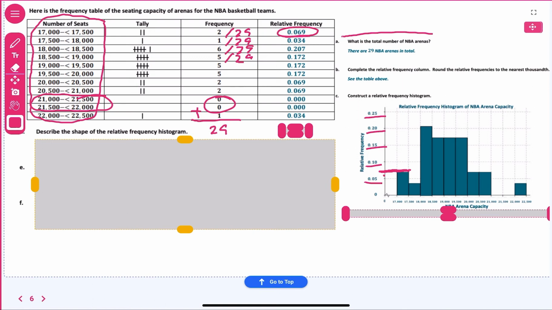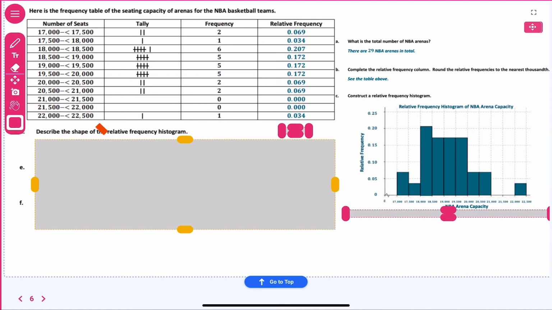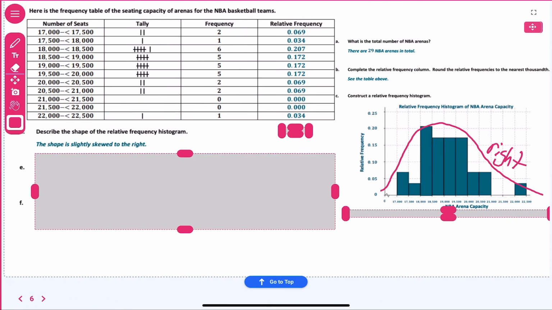Now, let me clean up some of this. And now it says describe the shape over here for D. How would you describe that shape? The best way to do it is just to draw it. We'd probably say that it is skewed right, slightly skewed right. And it is. Climb up the ladder, slide to the right.